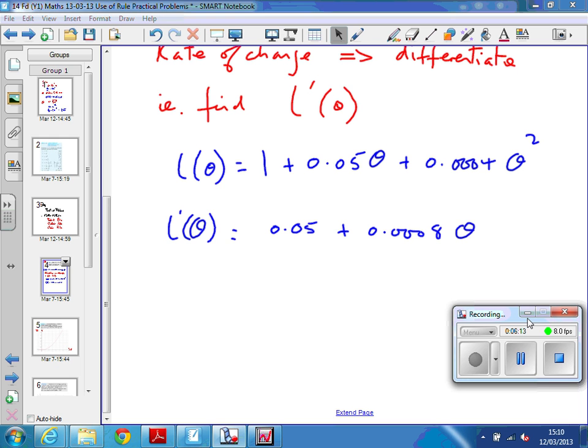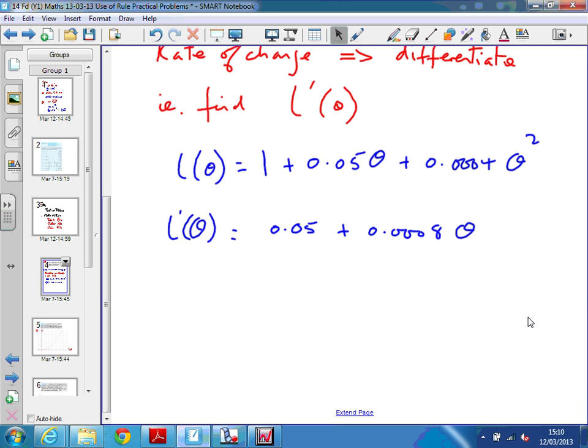So we get L prime theta equals 0.05 because the 1 disappears and the theta disappears from our table of differentials. And then for the last one, the 2 comes down, times by the number in front, and then take 1 off the power. So that's our differential function. What does this differential function tell us? The rate of change of the original function with respect to theta.